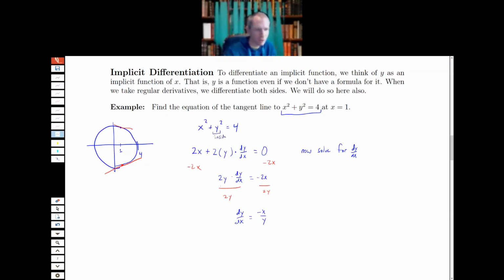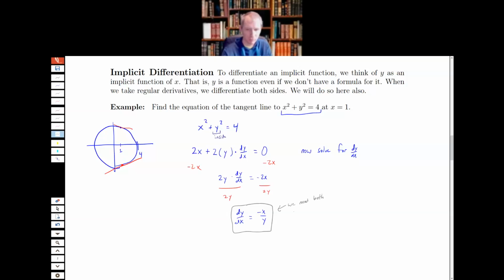One of the things I want you to notice here is that my derivative formula has both an x and a y in it. So to find a slope, I need to know both x and y. And that makes some sense when we look at the graph. In order to find the slope of a tangent line, just knowing x isn't enough, because if I'm on the graph and x is 1, I could have this negative slope or I could have this positive slope. So I need to also know what y is, right?